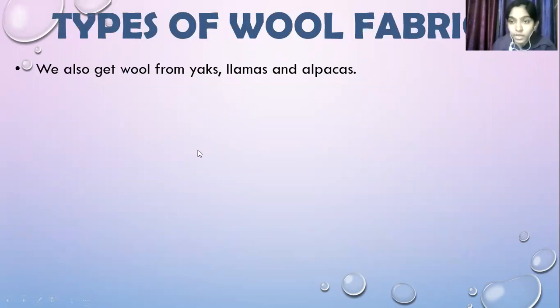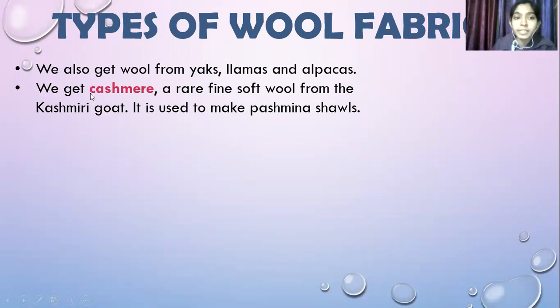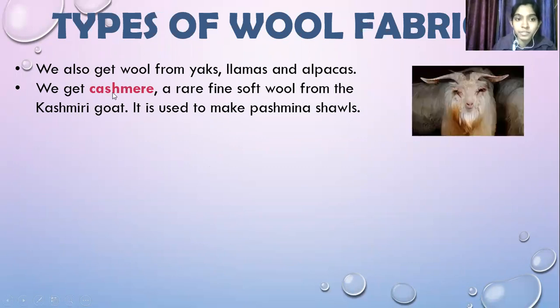Now we know that we obtain wool from sheep, but we also get wool from yaks, llamas, and alpacas. Alpaca belongs to the camel family. So first, we get cashmere fiber, a rare, fine, soft wool from the Kashmiri goat. Cashmere is obtained from the hair of the Kashmiri goat. It is used to make pashmina shawls.